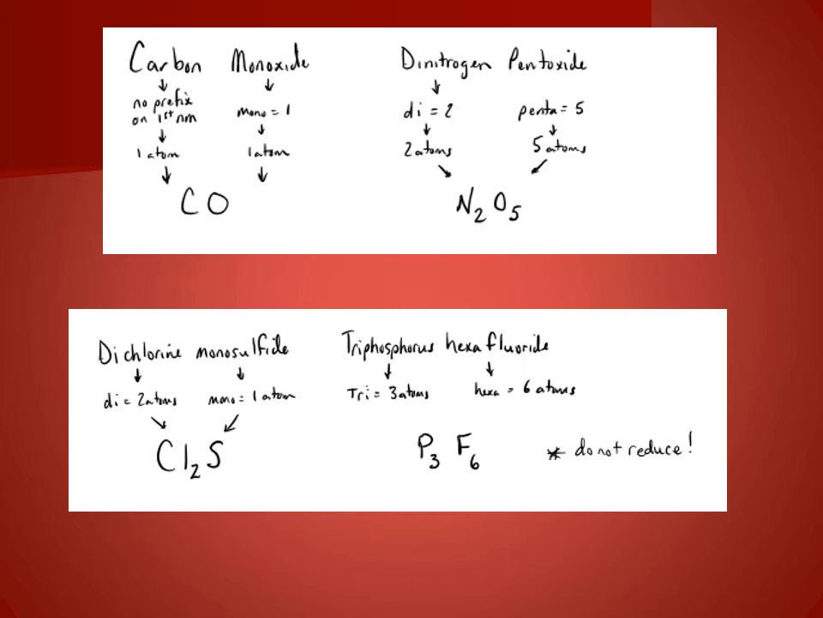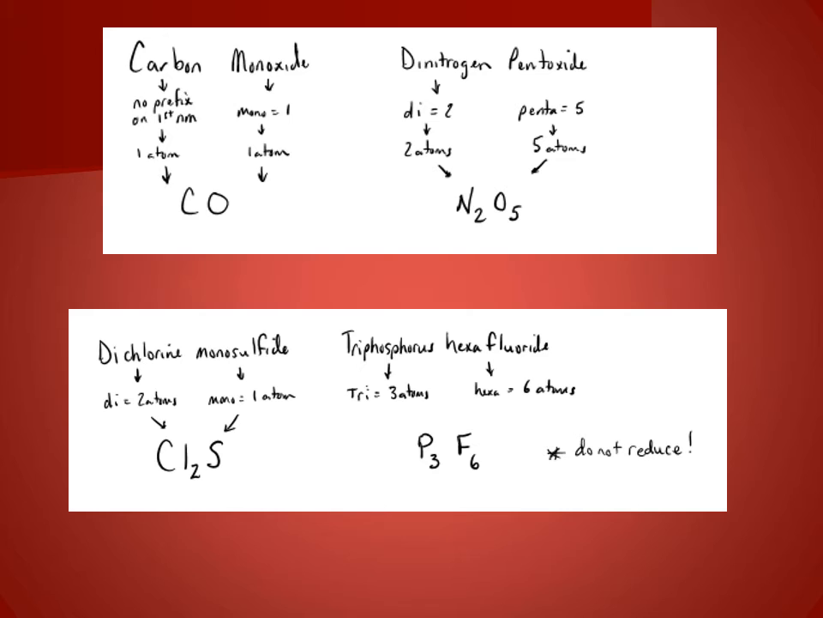The prefix di means two, so there are two atoms of nitrogen, so N2. Penta is 5. There are 5 atoms of oxide or oxygen, so O5. Notice, no crisscrossing, no charges, no reducing, no anything. It's just literally what you see is what you get. I love these. They are so simple to do once you get the hang of them.